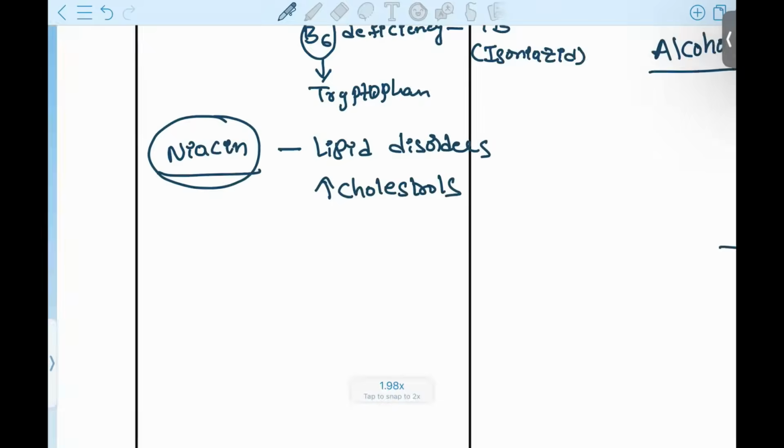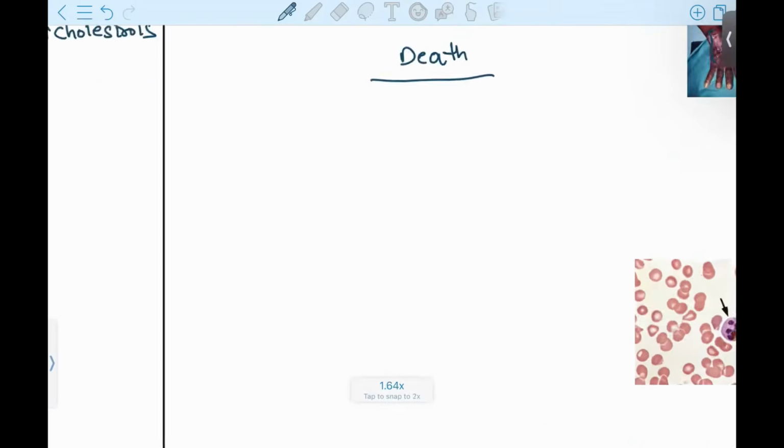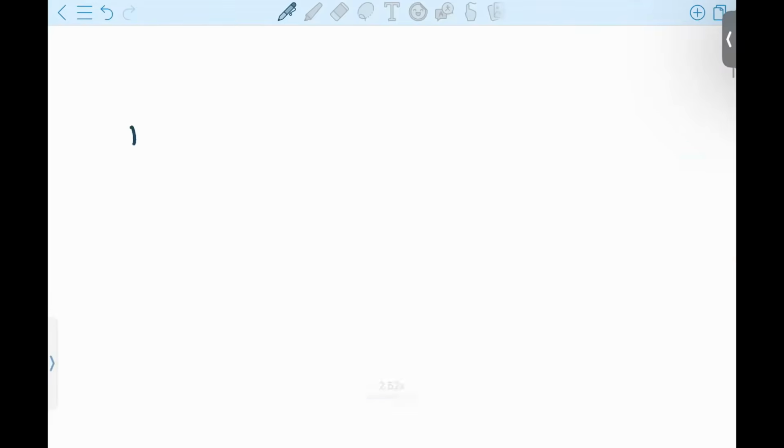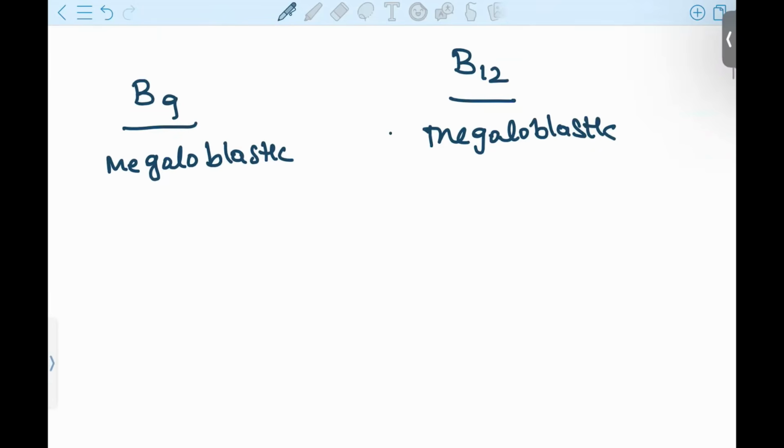All right. Moving on to our next classification, which is B9 and B12 deficiency. So how do we classify B9 and how do we differentiate it from B12 patients? Both will cause megaloblastic anemia. Okay, so both will present with megaloblastic anemia. But what are the causes? The most common cause will be alcohol.